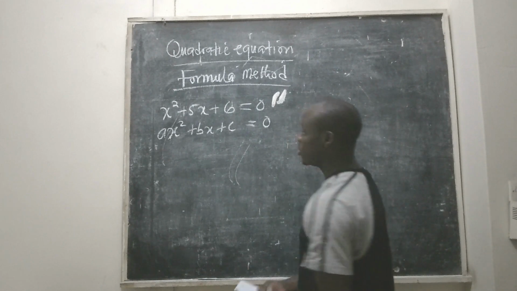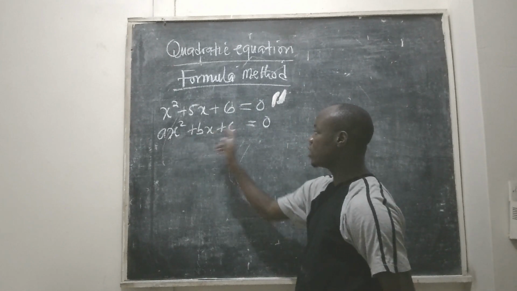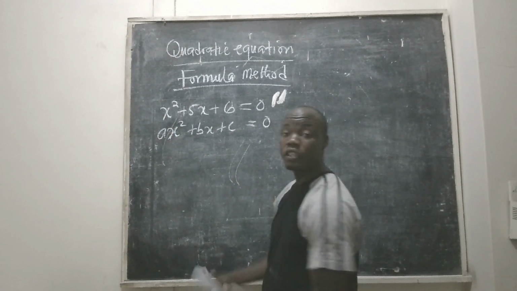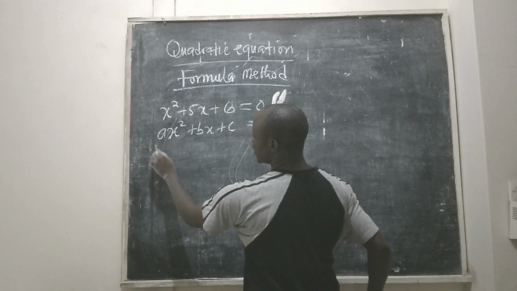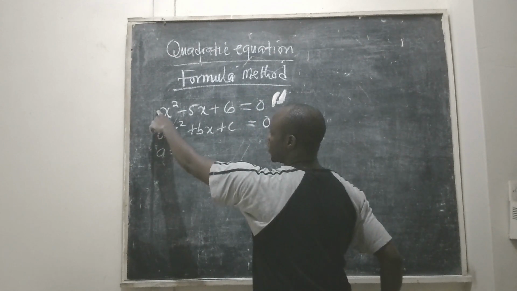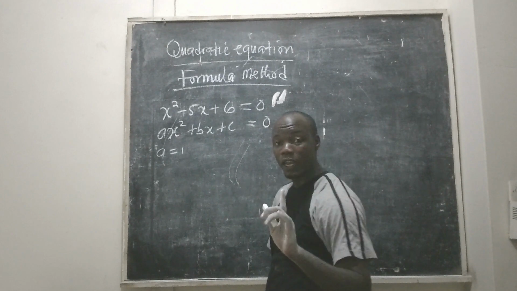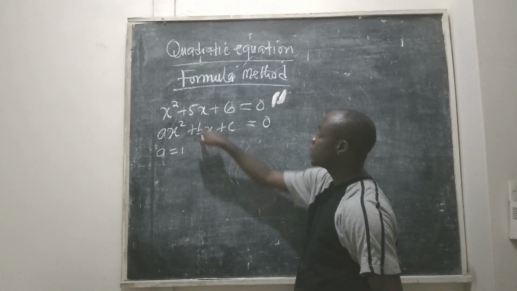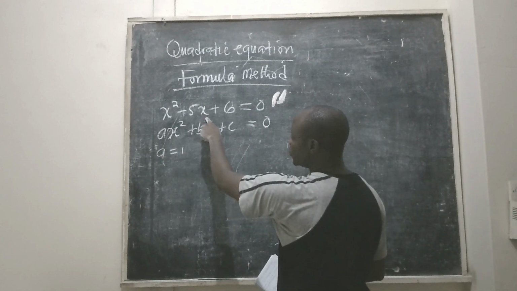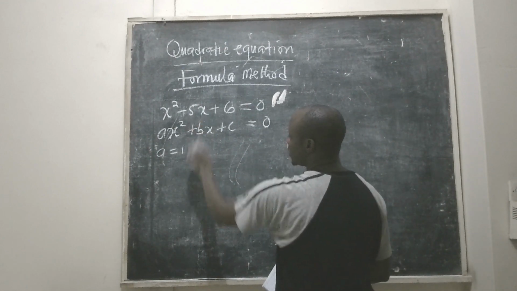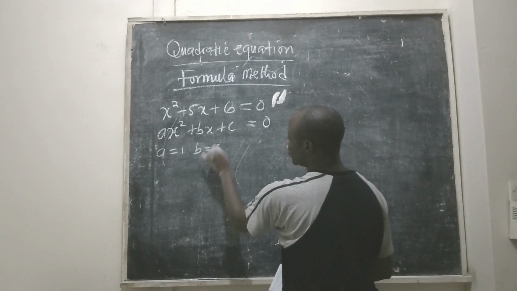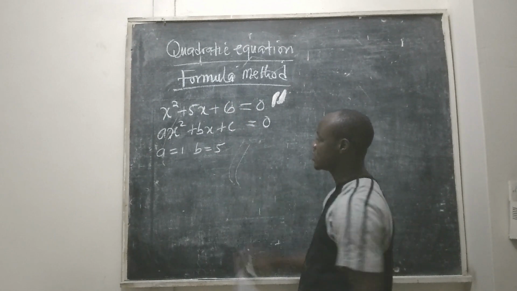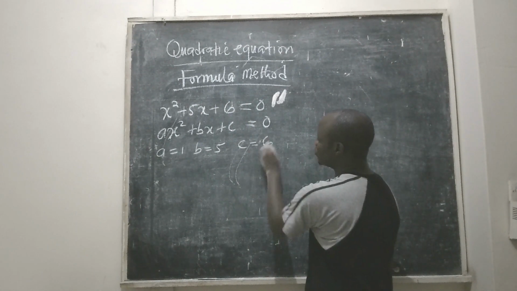From here, you are now going to get the value of a, the value of b, and the value of c. Since there is nothing in front of x squared, it means that the coefficient of x squared is 1, so a is equal to 1. Then b, the coefficient of x, is 5. And from the question, our c is 6.